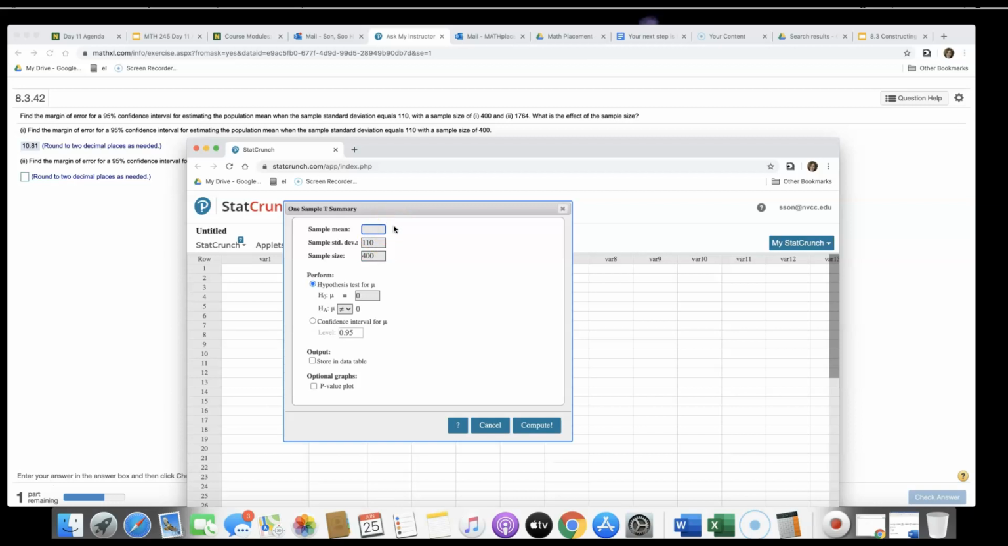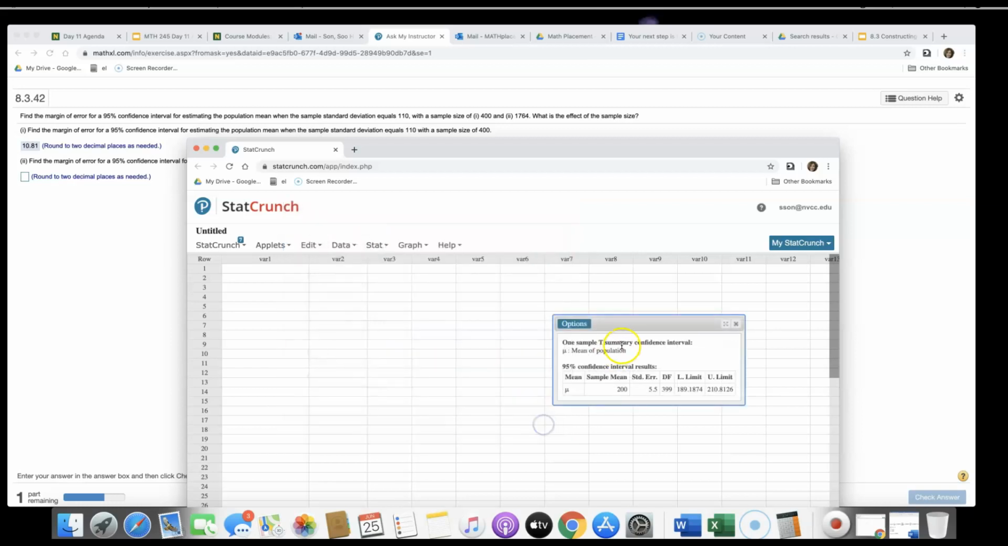But if you remember, when we were finding that margin of error, did we use the sample mean anywhere in our problem? We never really did. So who cares what the sample mean is? I'm going to make up a random number. I just type in 200 there, okay? I just made up a random number because nobody really cares about the actual confidence interval. I just want to get the margin of error. Let me show you something. I'm going to click compute.